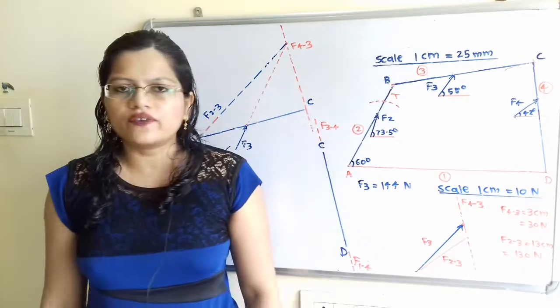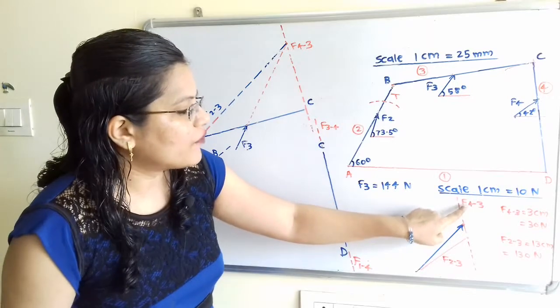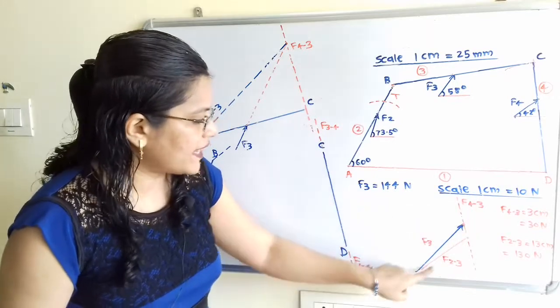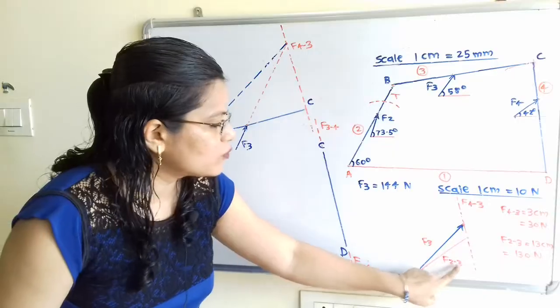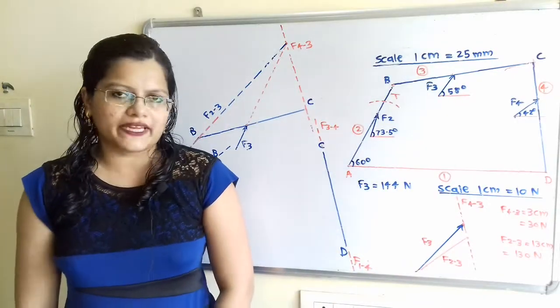This is the point of intersection. So if we observe, this is the line of action of force F4 to 3 and this is the line of action of F2 to 3. Now how to decide the direction as well as magnitude?